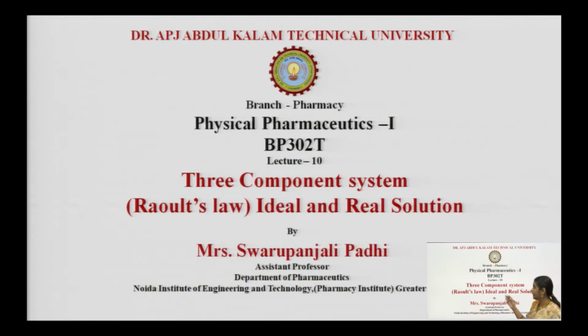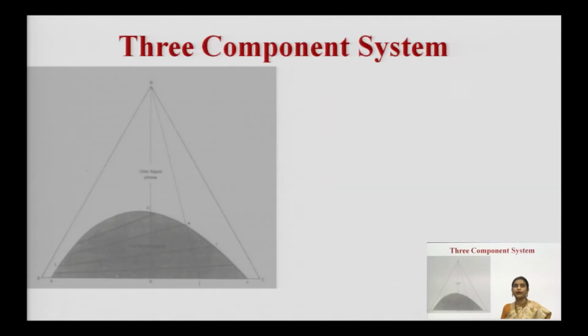Welcome to lecture 10. Today we will discuss what we have left from lecture 9 about the 3 component system, and we will discuss Raoult's law, ideal and real solutions. When we talk about the 3 component system, in the last class we learned how we can draw this triangular phase diagram.